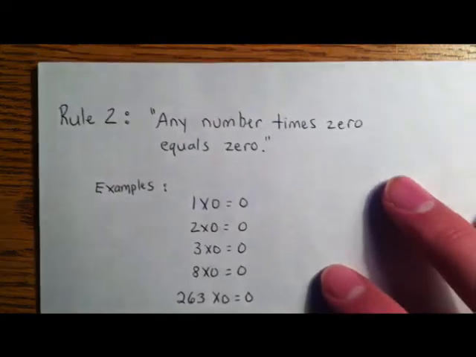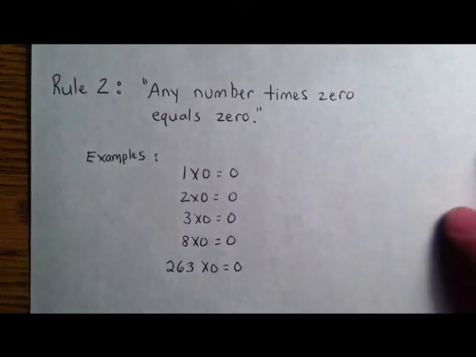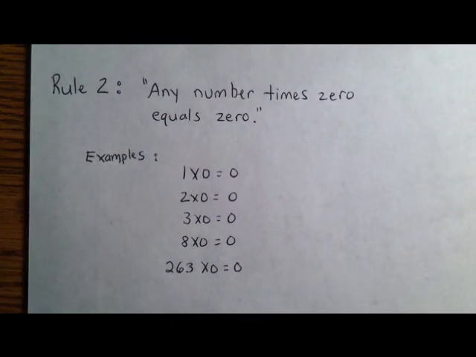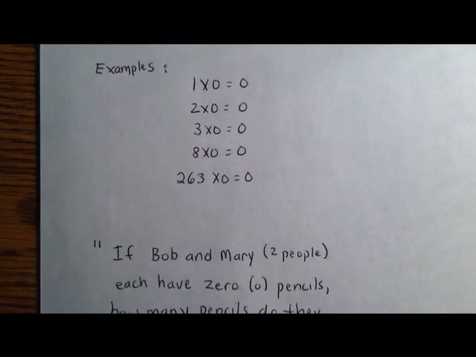In addition to that rule, another important rule to follow when you're multiplying is that any number times 0 equals 0. I have a couple examples here that show 1 times 0 equals 0, 2 times 0 equals 0, 3 times 0 equals 0, 8 times 0 equals 0, 263 times 0 equals 0. Again, you might be able to notice a pattern. Anytime a number is multiplied by 0, the answer is 0.